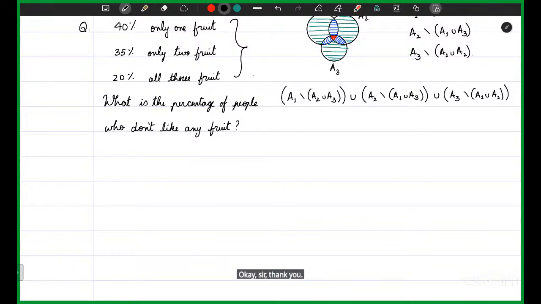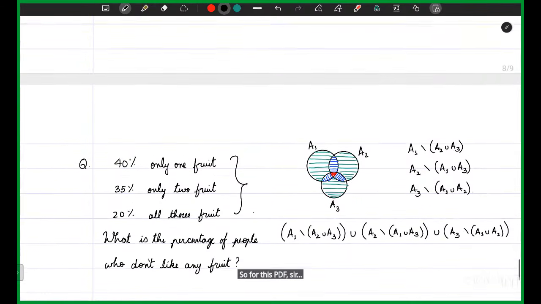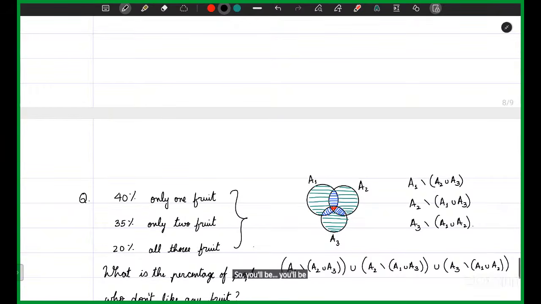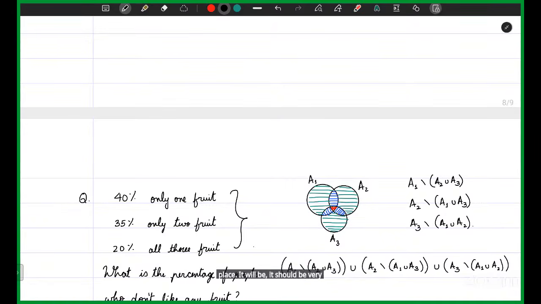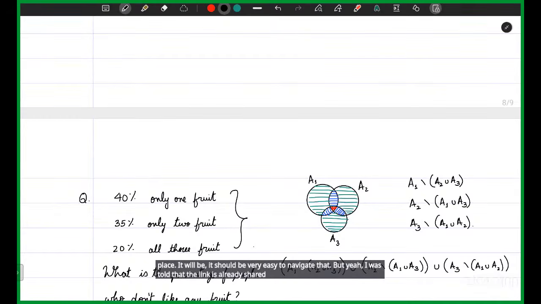So for this PDF, sir, you'll be given the link to a Google Sheet where the details of the YouTube links as well as the corresponding PDFs will be all there in one place. It should be very easy to navigate. But I was told that the link is already shared, but apparently not. So I'll make sure it is done.